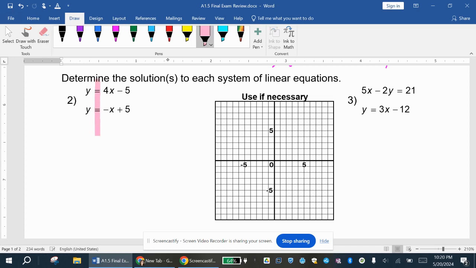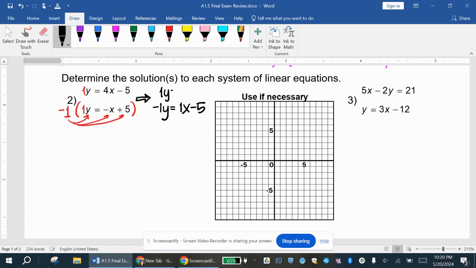Because the y's, the x's, and the equal signs are lined up, and so are the y-intercepts of these equations, elimination is a great option. The only thing is we don't have opposites. So I see I have a 1y and another positive 1y. I'm going to multiply the bottom equation by negative 1. What that's going to allow me to do is change all the signs for all these terms so that I end up with negative 1y equals positive 1x minus 5. That is going to allow me to, when I add these two equations, have the y's cancel.